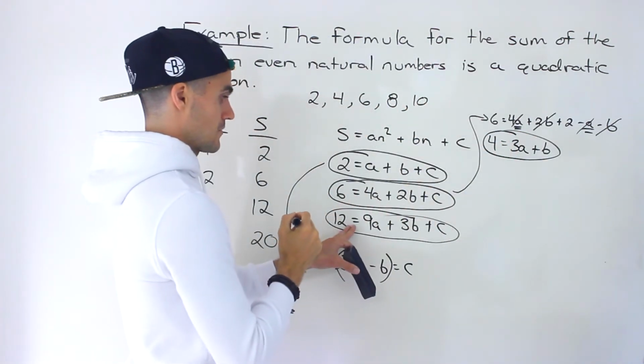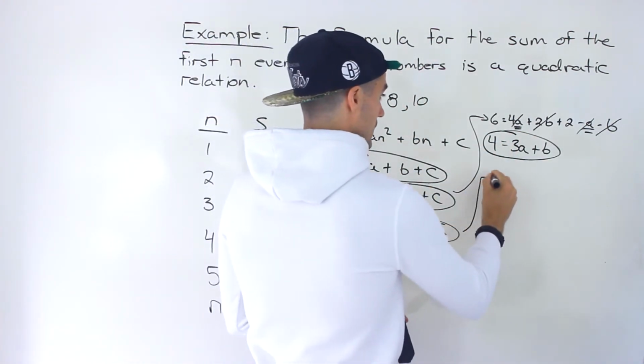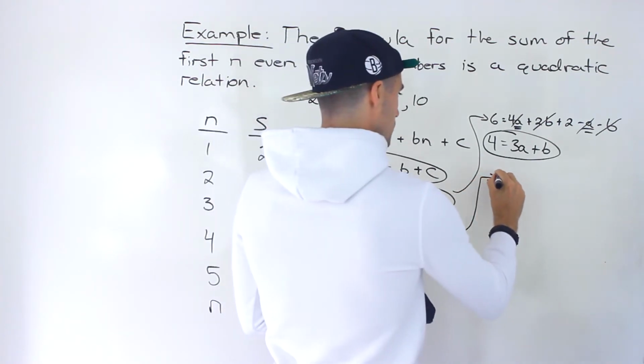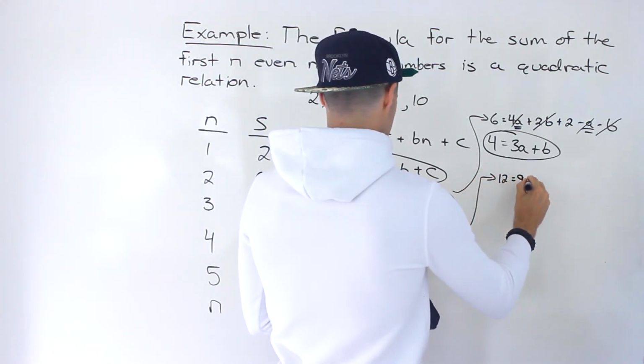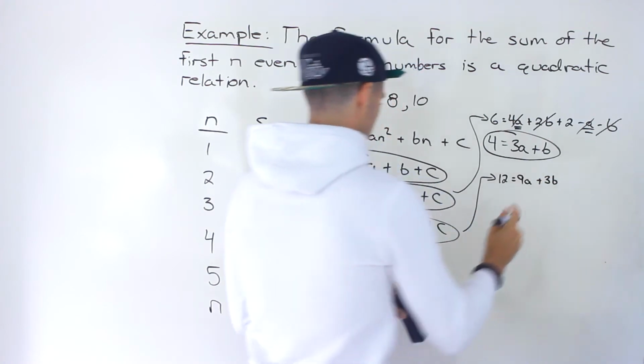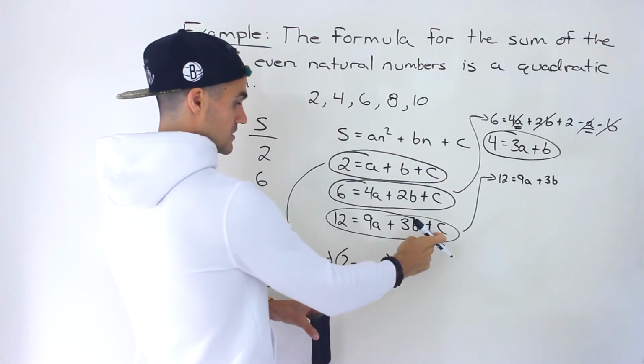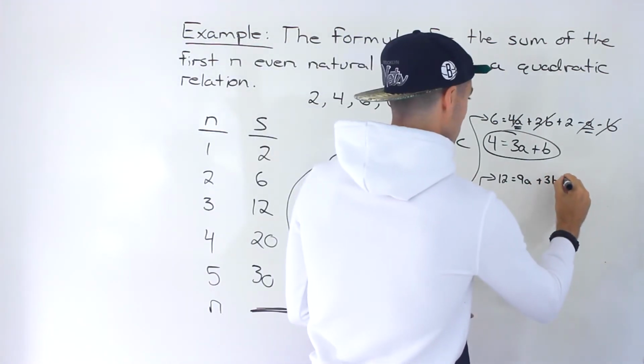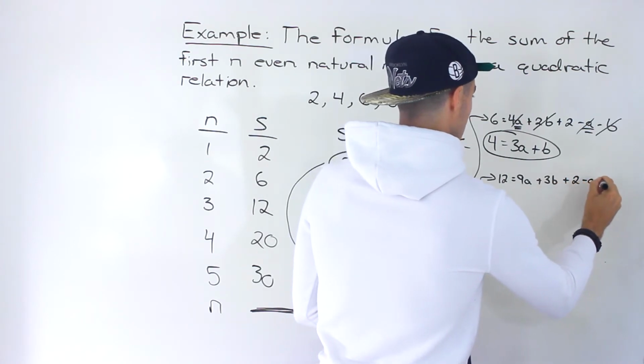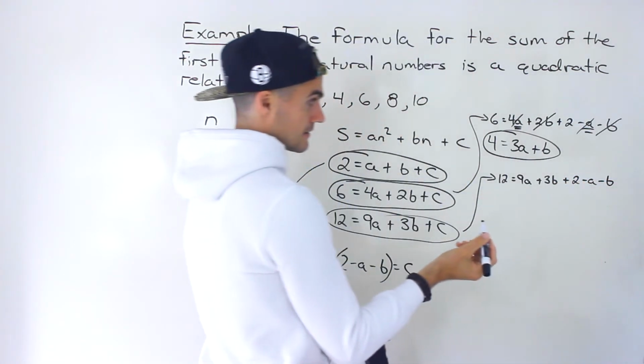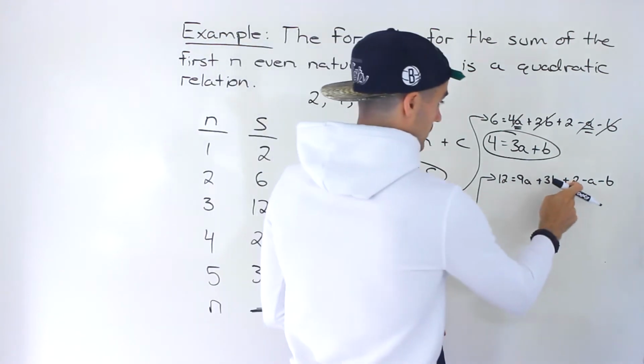And then I'm going to do the same thing with this over here. So we'd end up with 12 equals 9a plus 3b, and then I'm going to plug in this for this c value. So we'd end up with 2 minus a minus b, like that. Right, and then bring the 2 over.